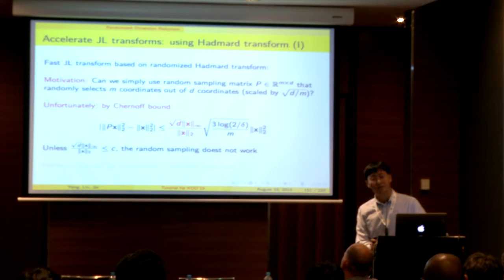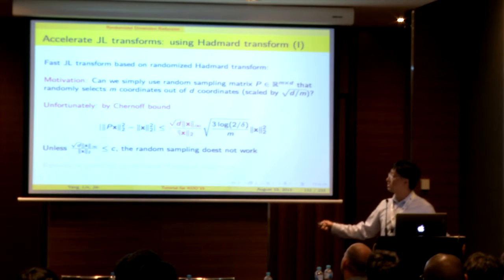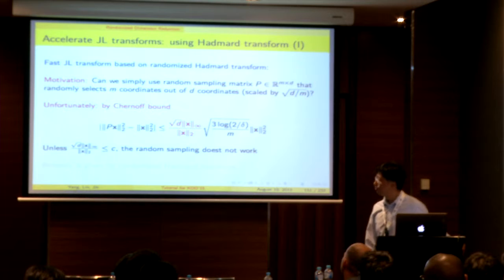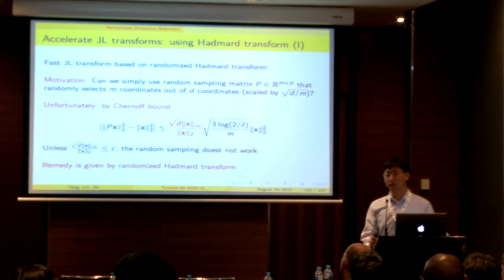So this random sampling is not a JL transform. It does not satisfy the JL lemma, unless this is very constant. But in general, it's not. So here, this issue can be addressed by the so-called randomized Harmonic transform.